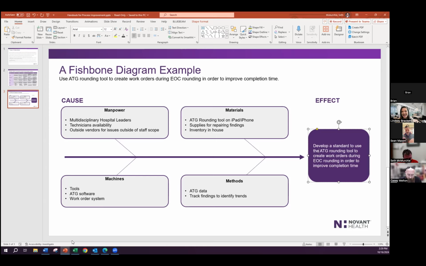Work orders for EOC rounding, improved completion time for manpower. Am I supposed to go through all this, Lindsay? I want to make sure I'm not wasting everybody's time. Just, if you want, in brief, talk about your plan. I don't know if you've evolved that since the standard operating procedure we talked about, but maybe just communicate: we've narrowed down the problem statement and this is the plan to address it.